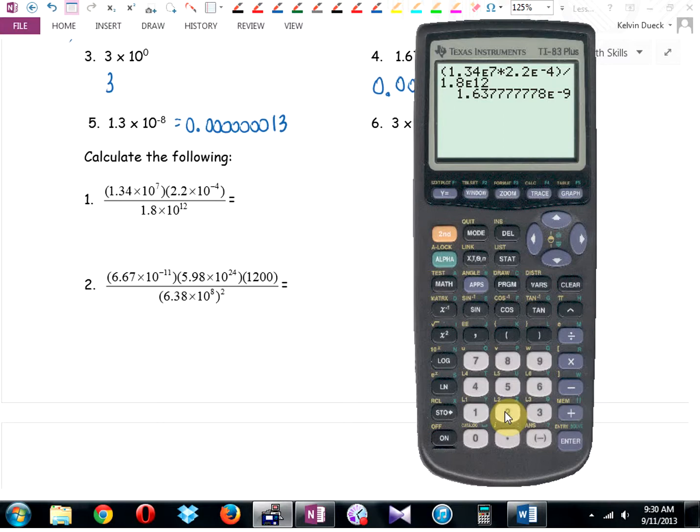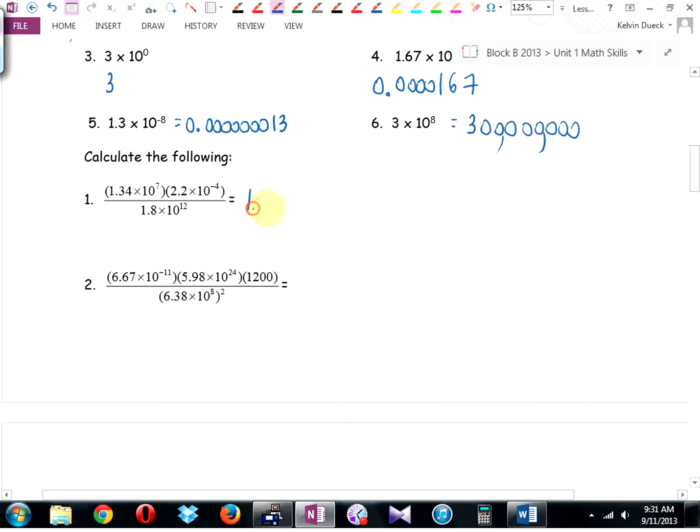How many sig figs am I rounding my answer off to? Two, right? Two of my digits. We're multiplying, which is the easier rule. Two of my numbers have two sig figs. So it's going to be 1.6 or 1.7? 1.6 times 10 to the -9.